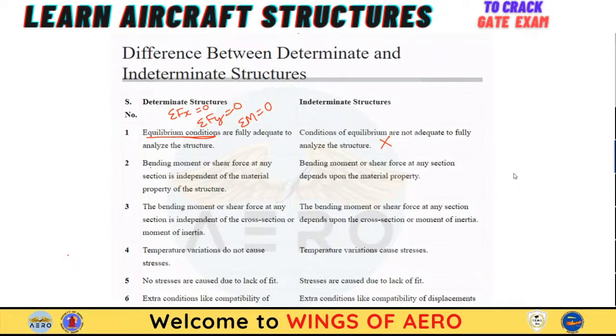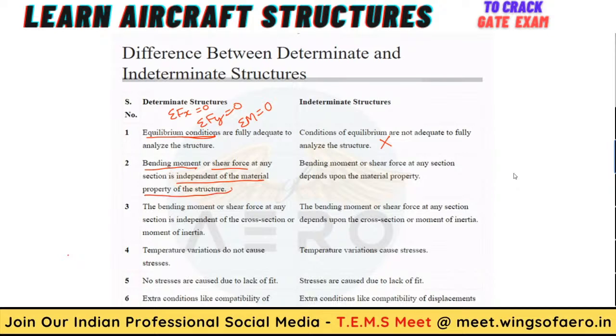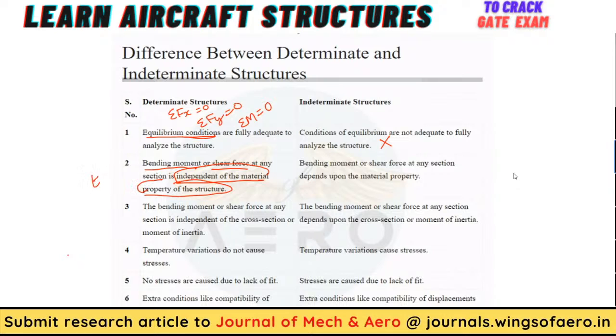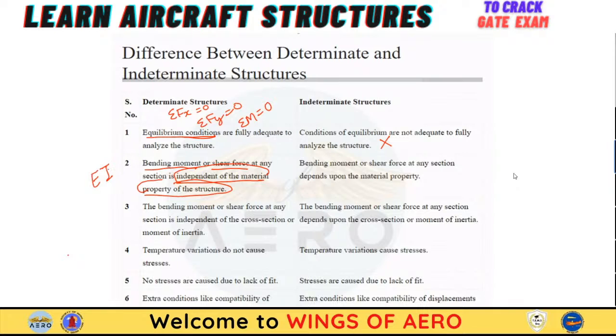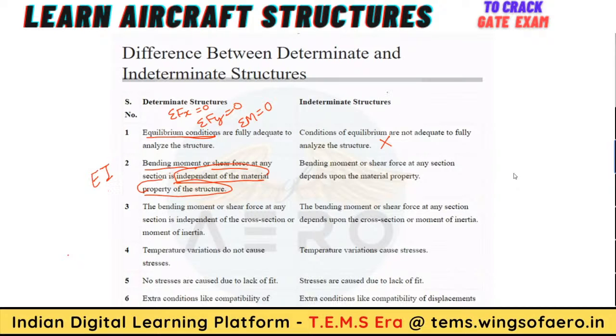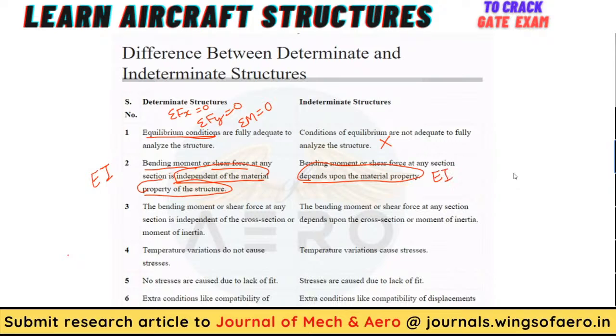Next important point is that the bending moment or the shear force at any section is independent of the material property. That means the material property, I can say flexural rigidity, which is a combination of Young's modulus and the moment of inertia, or I can say Young's modulus also, right? But in the case of an indeterminate structure, the material property is a dependent factor, which means there will be some consideration of EI or a combination of that.